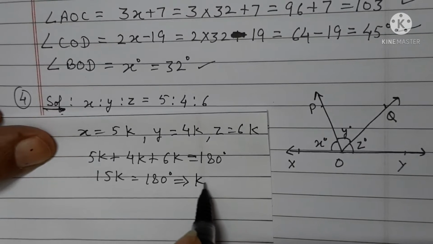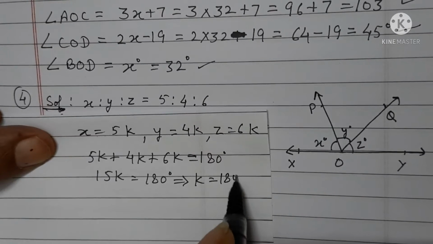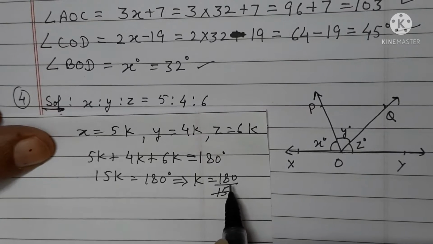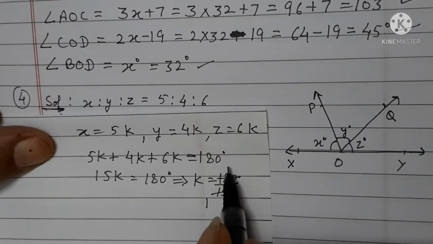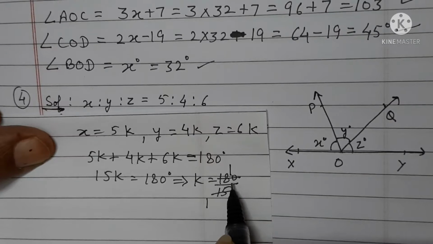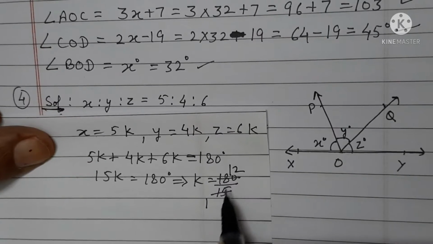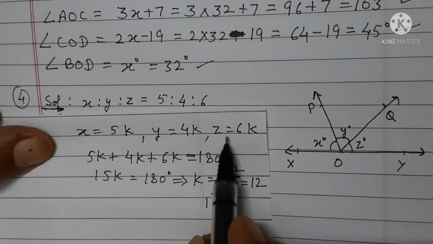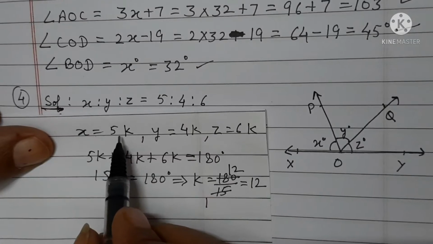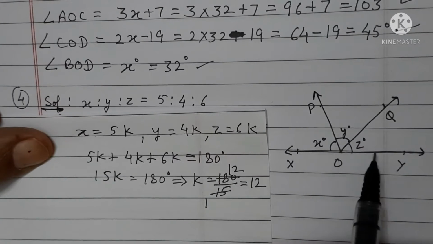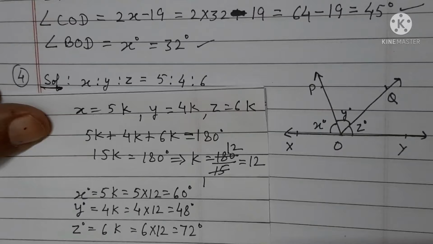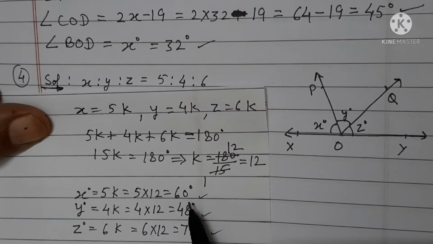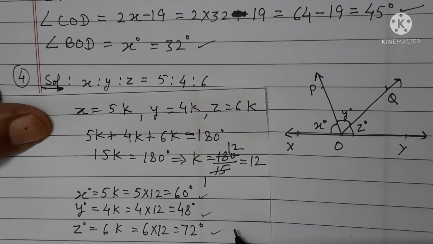k is equal to 180 upon 15. So cut it. 15 ones are 15, 15 threes are 45... 15 twelves are 180. k is equal to 12. Now substitute this value of k, so you will get all the three angles, x degree, y degree and z degree. Solve it. These are the three angles and the sum of these three angles will be 180 degree. You can check the answer also.